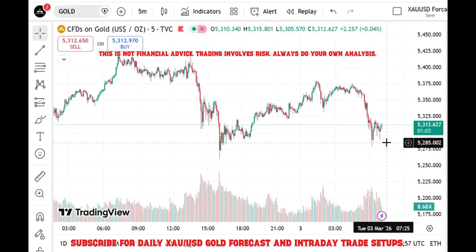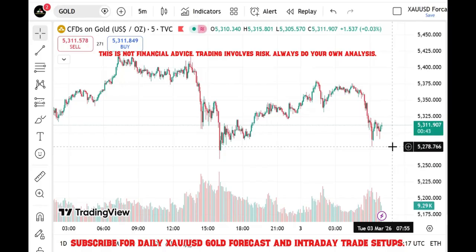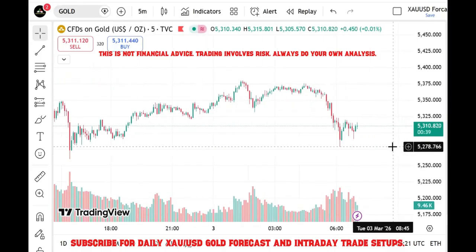Trade idea 1, buy the dip. The first setup is a buy the dip, and that is the most straightforward setup for today. If gold pulls back down to the 5,280 zone again to 5,290 zone, and we see a bullish confirmation candle like a bullish engulfing or a pin bar, that is my buy signal. This is the same zone that gave us today's low, and buyers responded very aggressively from here.